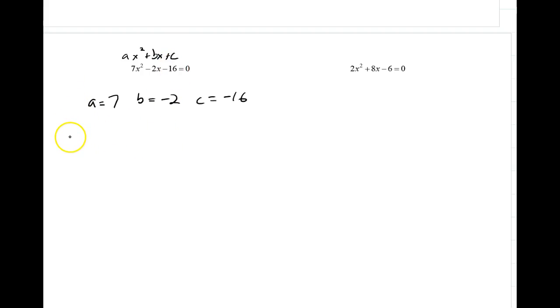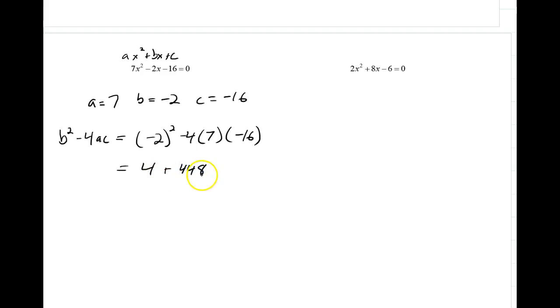Then we're going to find the value of the discriminant. So b squared minus 4ac. So it's going to be -2 squared minus 4 times a times c. So you do that on your calculator, you're going to get 4 plus 28 times 16. 448 plus 4 gives us 452.